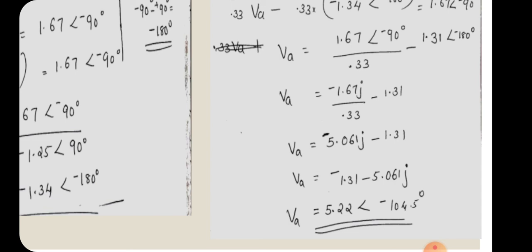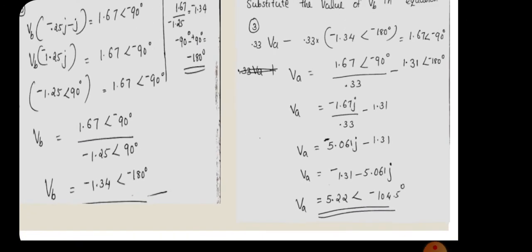How can we convert that? The magnitude term will be obtained by the square root of 1.31 square plus 5.061 square. That will give the magnitude term as 5.22. The angle term will be obtained by theta equal to tan inverse of minus 5.061 divided by minus 1.31. So we will get the angle as minus 104.5 degree. You can use any method to save time. You can use the calculators and simply do the problem.